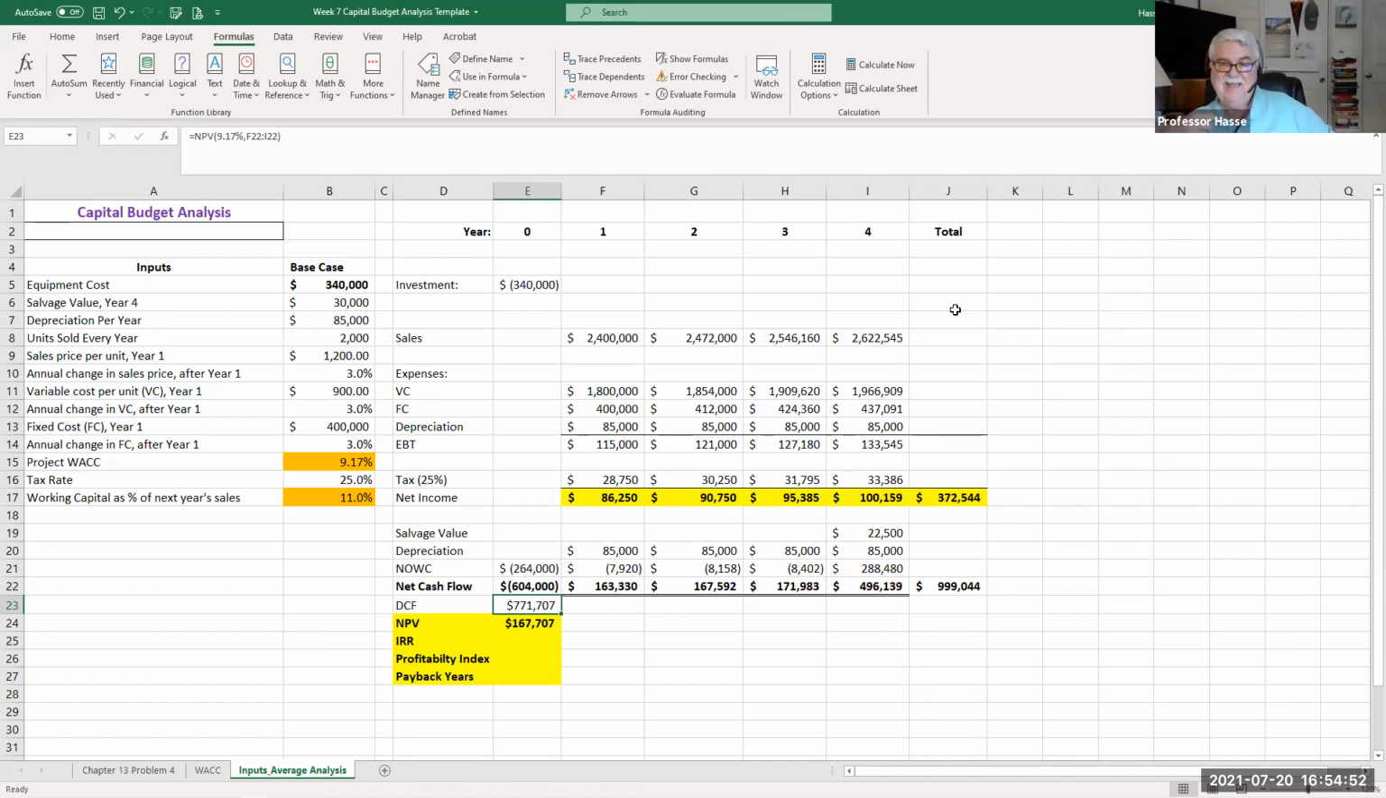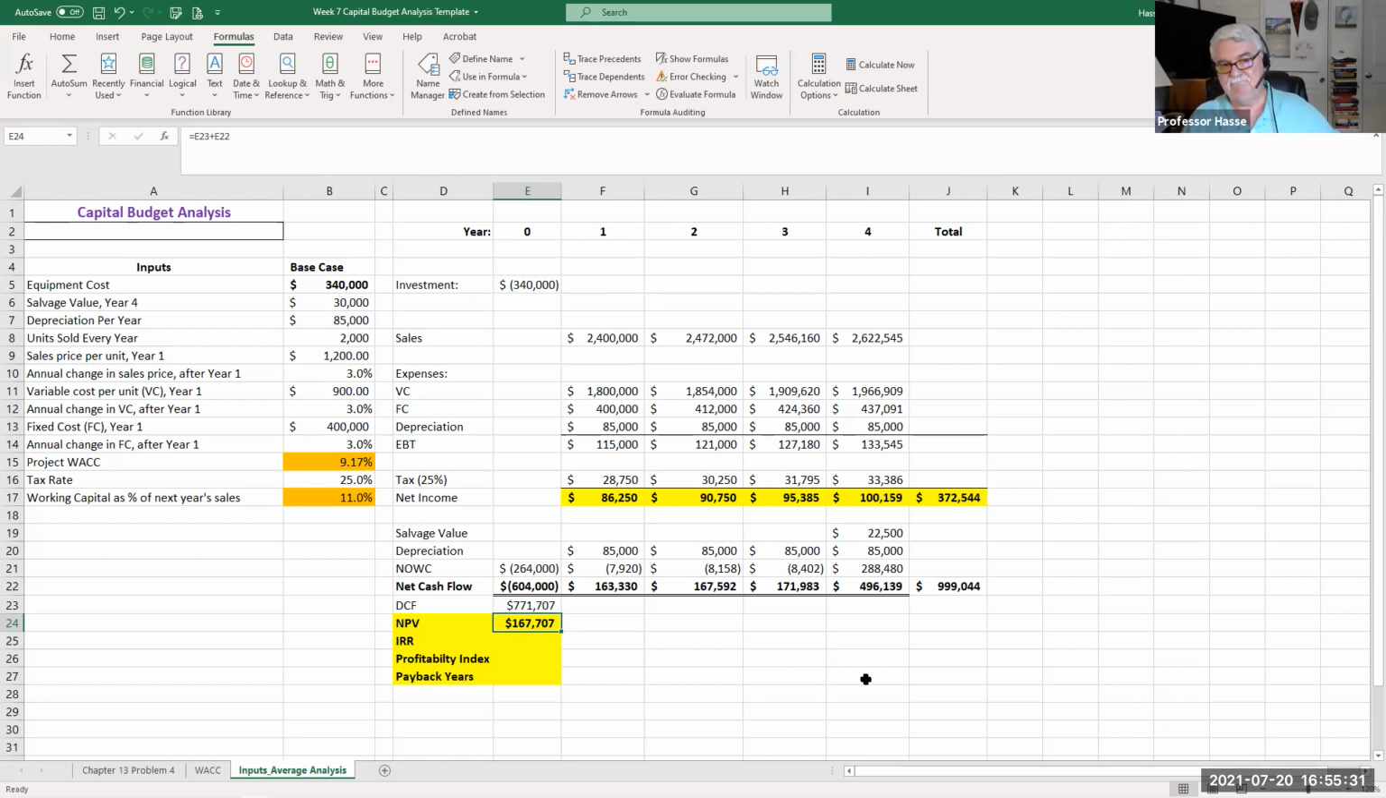That $999,000 of project cash flow discounted back to today at our cost of capital, 9.17%, equals our discounted cash flow. So our net present value is the difference between our discounted cash flow and the net cash we're spending in year 0. We're generating $167,707 in positive cash flow off this investment, taking into account revenues, expenses, depreciation, taxes, cost of money.